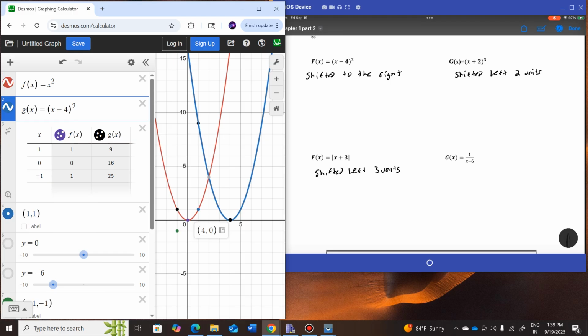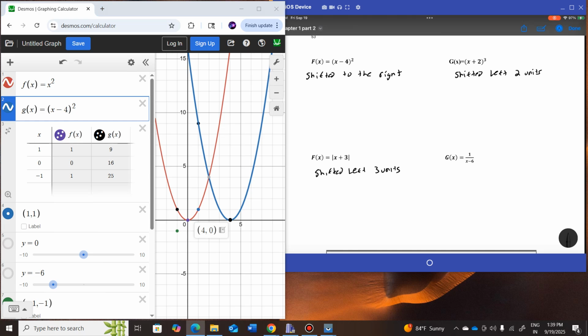And this g of x, 1 over x minus 6, I'm going to do that separately because it's going to be a little bit interesting.